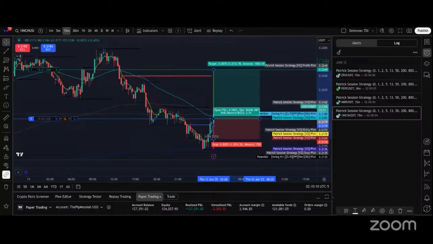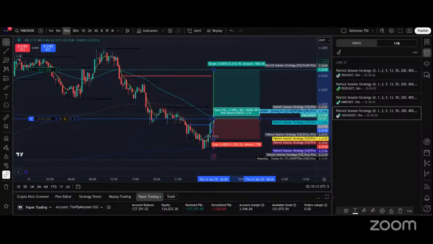All right, so stop loss is 0.215. For 29 pips. So 2.41 risk to reward ratio. Entry price at 0.2179. So this will be our third buy of the night.